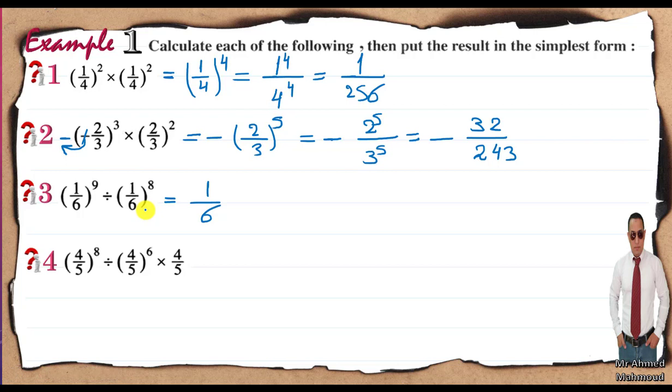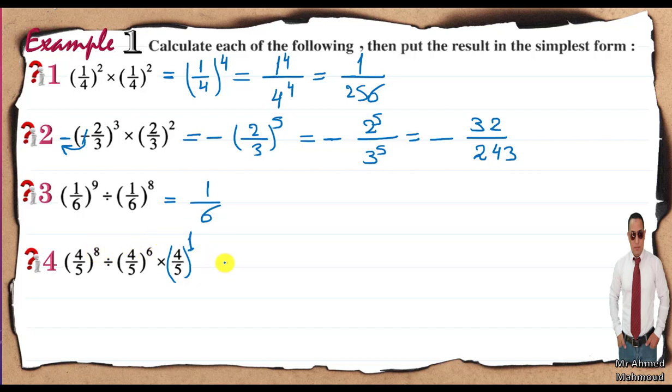Next, we have 4 over 5, 4 over 5, and 4 over 5. All of them are equal. The first two fractions we have division, and the third fraction we have multiplication. So I'm going to do what? Here 4 over 5, the last one is to the power of 1. So I'm going to do 8 minus 6 plus 1. Again, 8 minus 6 plus 1.